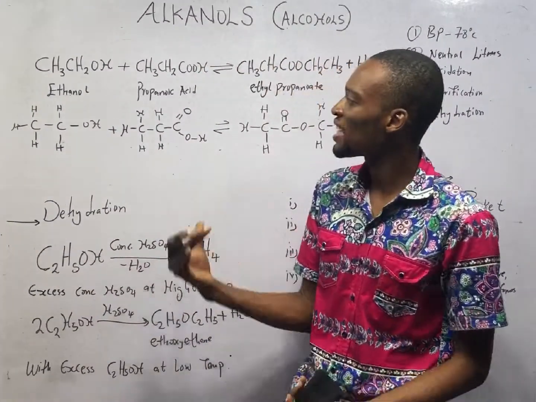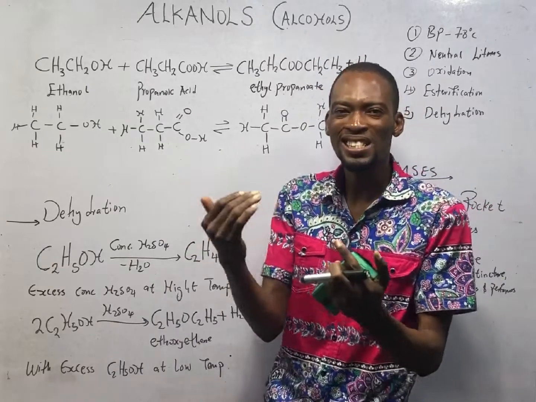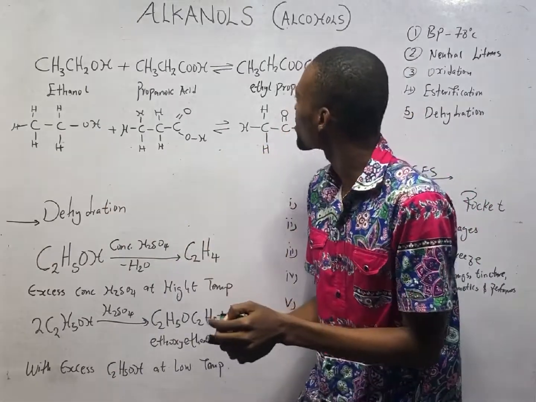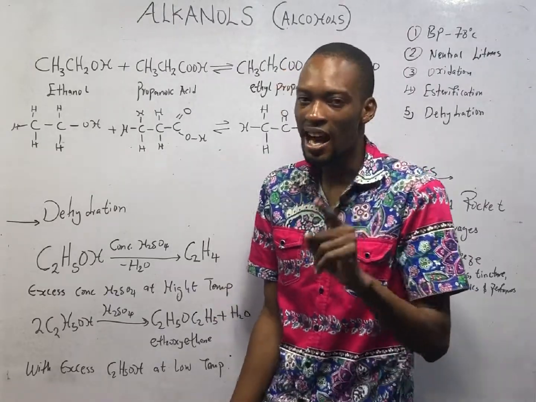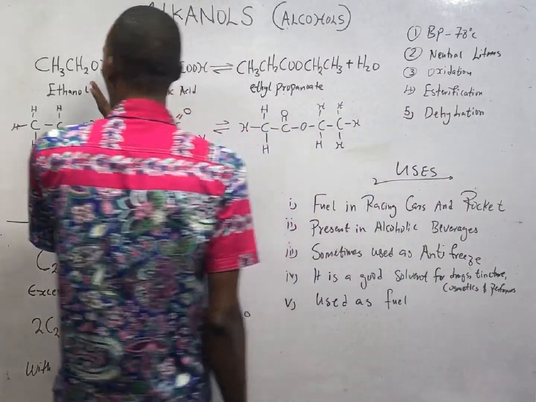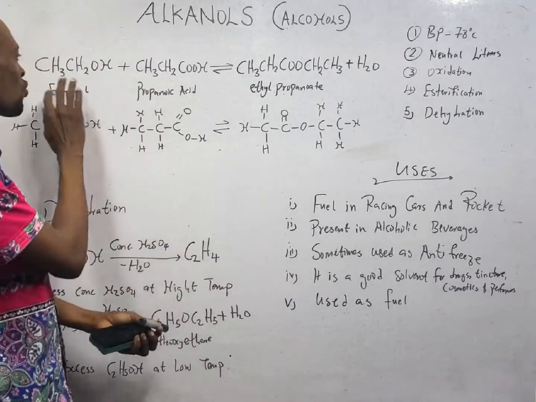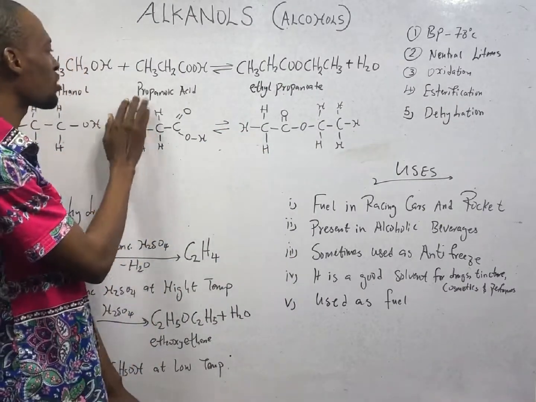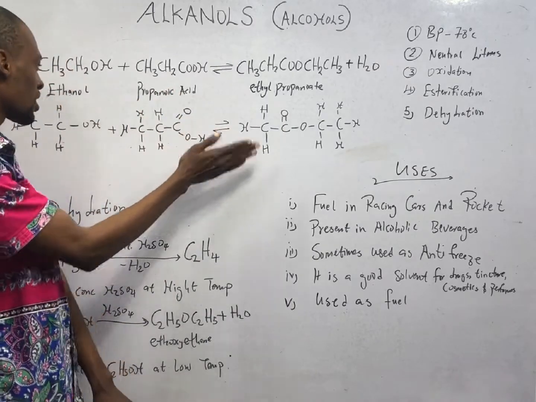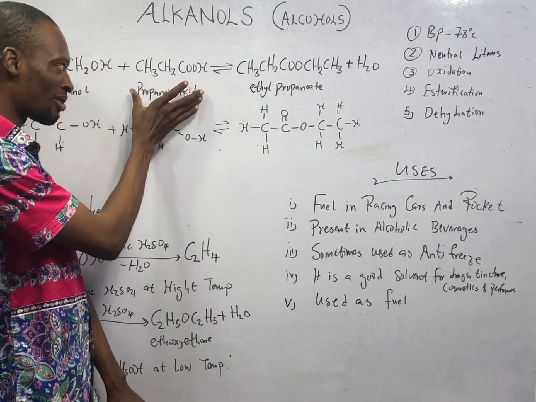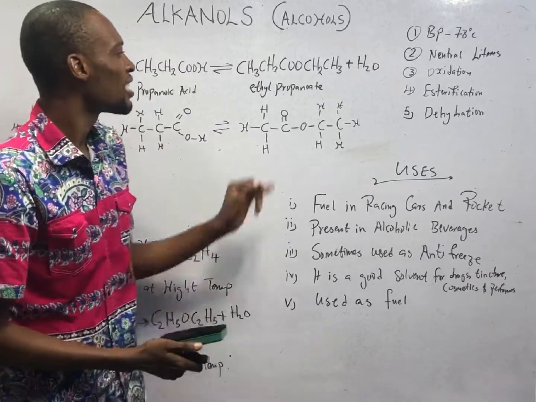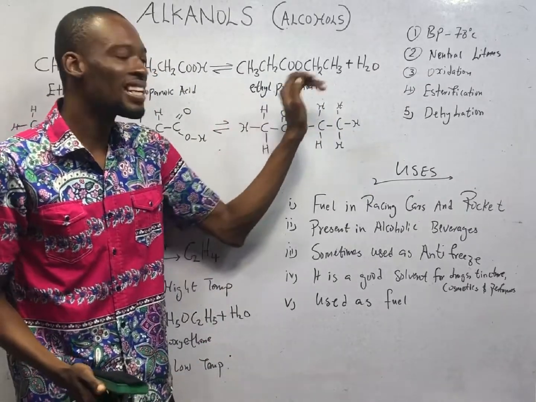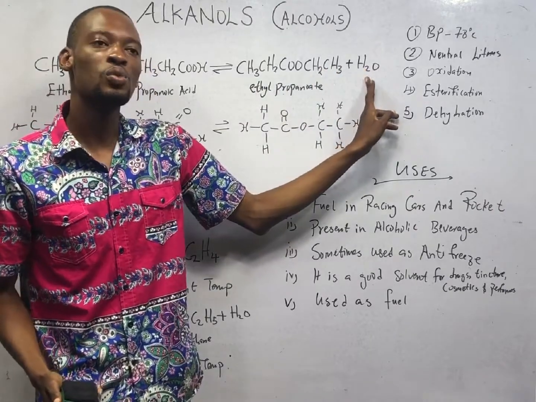When alcohols react with acid, the process is referred to as esterification. This is because the products are usually esters and water. So look at this alcohol or this alkanol. We are using ethanol as a representative. It reacts with propanoic acid. So this is an alkanol, this is an alkanoic acid. It forms ester and water. The ester formed here is ethyl propanoate and H2O.